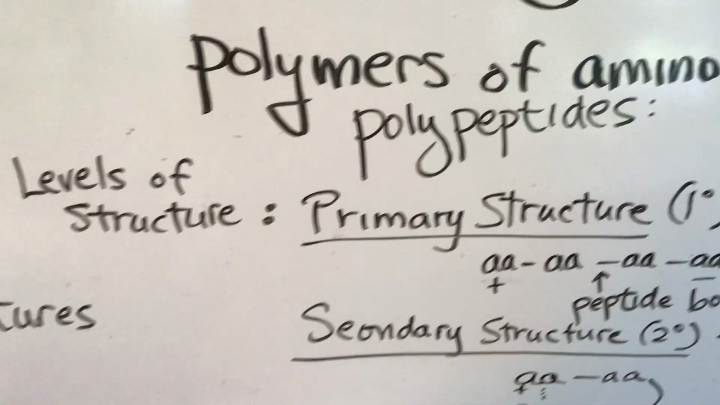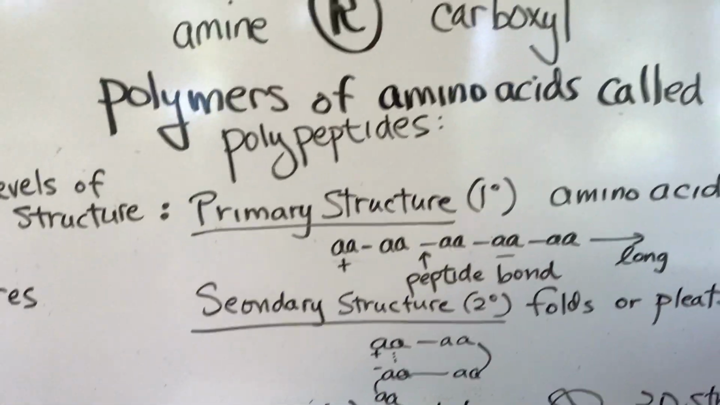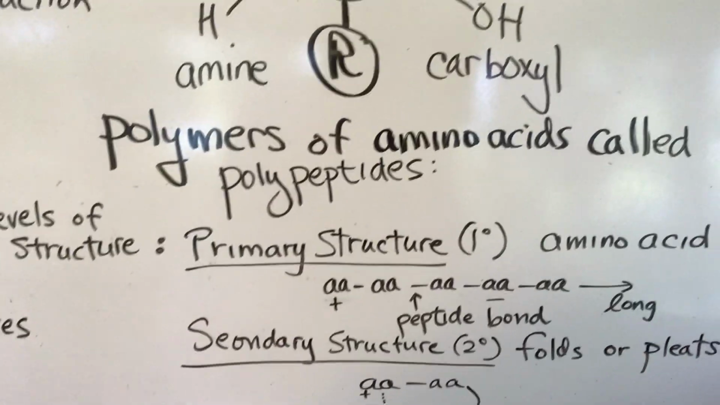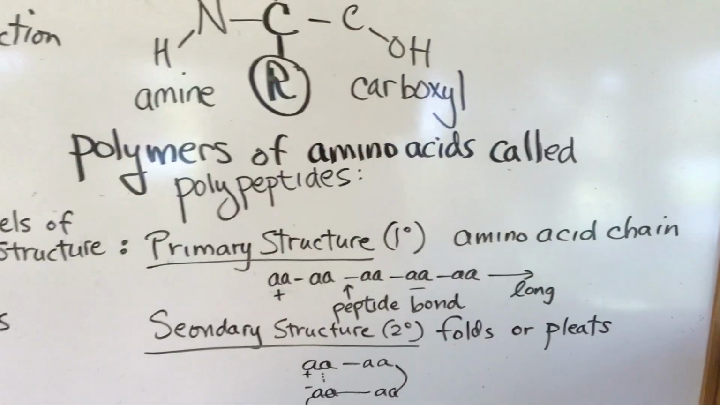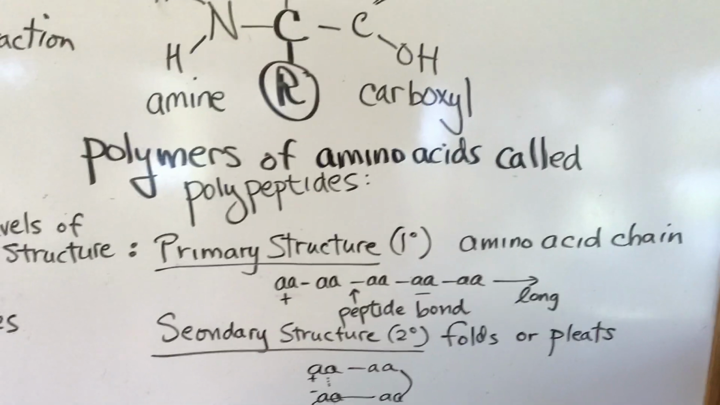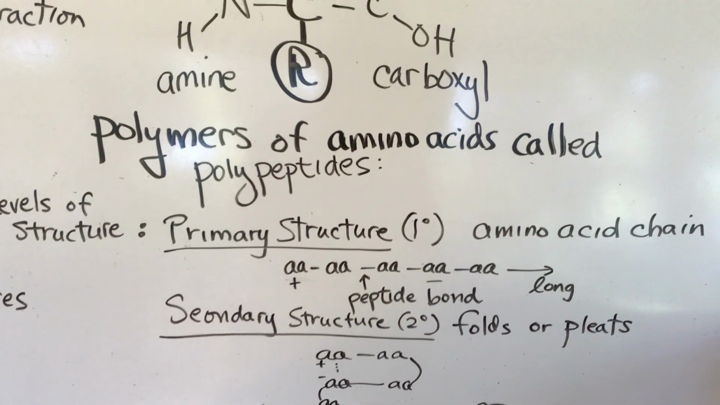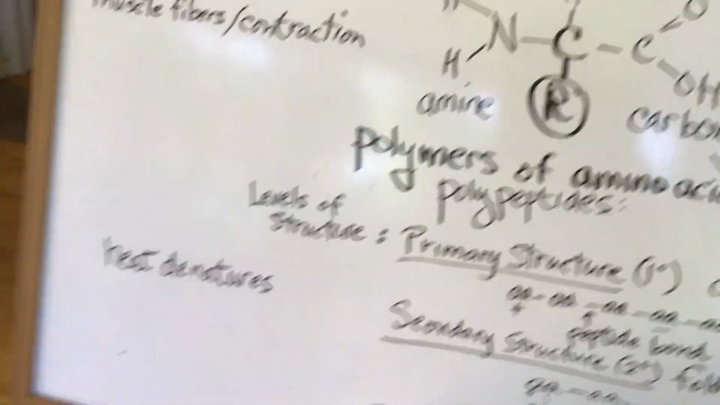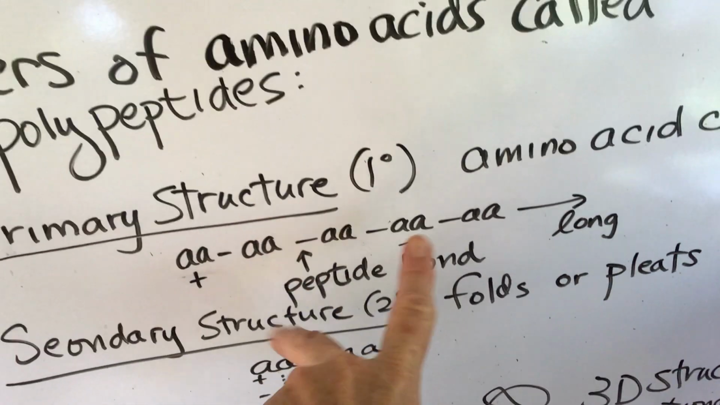Now, proteins have various types of structure. The first type of structure is called a primary structure. The primary structure is simply the long chains of amino acids. At this point, it's not really what we call a functional protein. Instead, it just has many peptide bonds. It's very long.